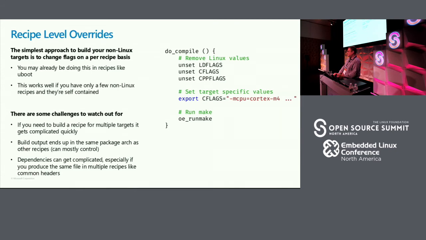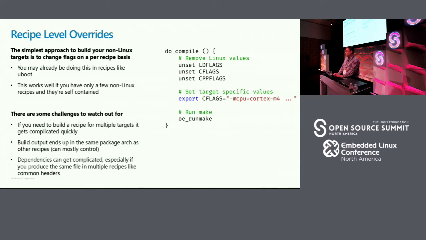And then the last thing to watch out for with this approach is dependencies. They can get very complicated very quickly. If you end up in a situation where you produce the same file for two different architectures, you're likely going to break your build. And that comes up, for example, if you're building a libc, and so you're building the standard C headers, like standard io.h, once for your firmware, once for Linux, you'll end up with a conflict. And Yocto tries to do the right thing and point out you have a conflict, but in this case, it's gonna create issues.